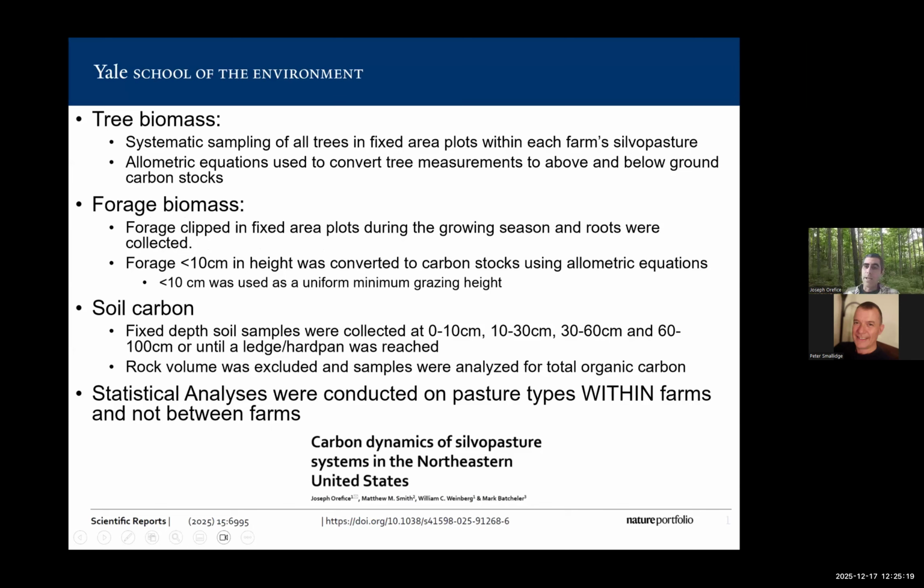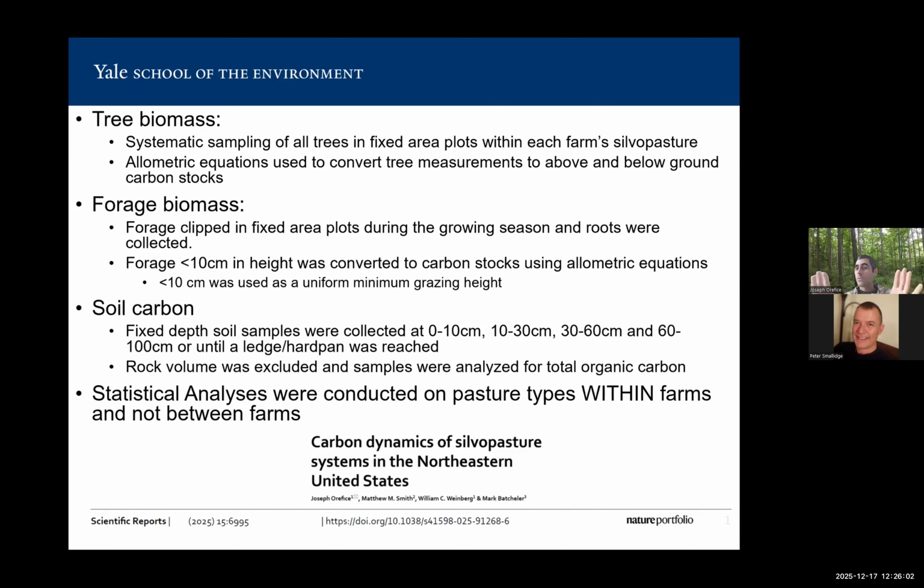Forage biomass. We clipped the forage in fixed area plots during the growing season, and the roots were also collected. When we clipped forages, we cut them at 10 centimeters in height. We did retain that material, but what we actually analyzed was the forage above ground between 0 and 10 centimeters in height. The reason we went with that range is that 10 centimeters is a typical minimum grazing height. So you don't typically graze below 10 centimeters.